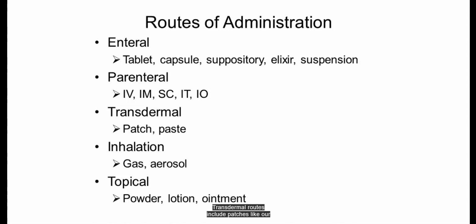Transdermal routes include patches like our nicotine patches and pastes or creams such as cortisone cream. Inhalation routes, the ones we use as respiratory therapists almost exclusively, are aerosol and gas delivery. Aerosol produces a local effect in the lungs, and gas delivery a systemic effect, such as anesthesia. Topical administration are our powders, lotions, and ointments that are applied to the skin. The difference between transdermal and topical delivery is that transdermal medications produce a systemic effect, whereas topical administration produces a local effect.